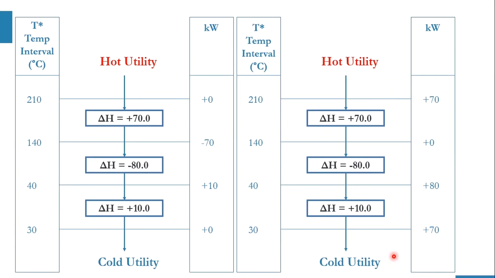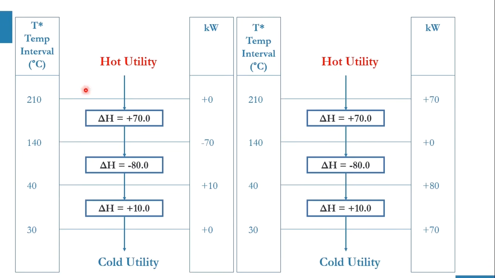cooling utility. And if you remember, in the graphical method, for a delta T minimum of 20 degrees centigrade, we have calculated exactly the same values of 70 kilowatt for heating utility and 70 kilowatt for cooling utility. Now a question might be arising in your mind: why have we drawn the two loops? This is the infeasible cascade because there is one value that is negative. For a feasible cascade, all the values should be positive, which is the case here.